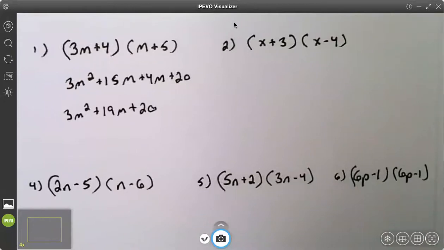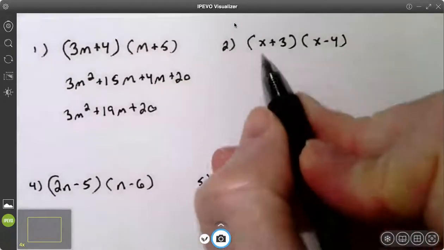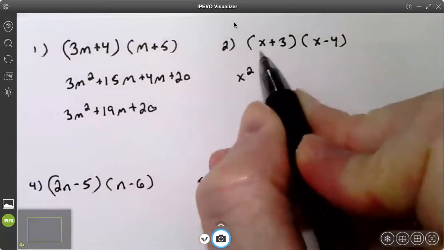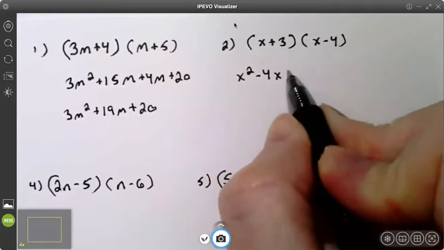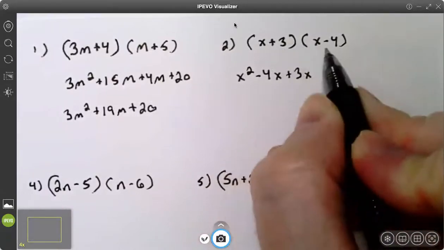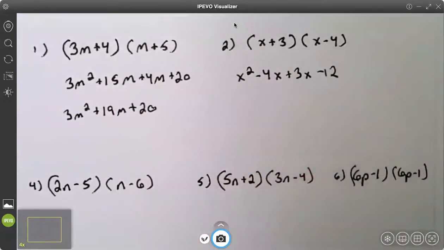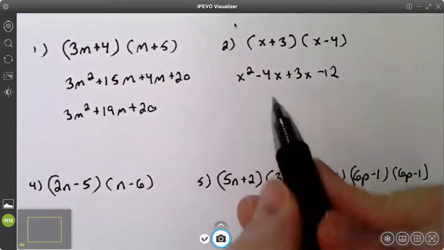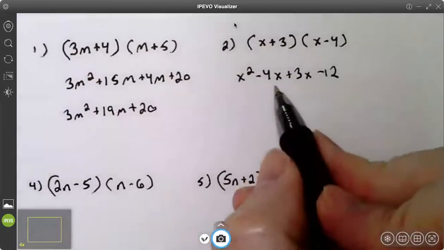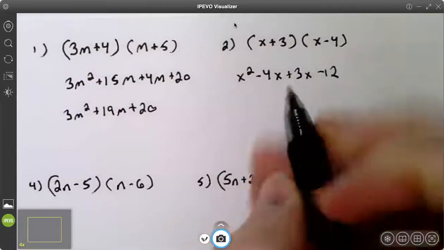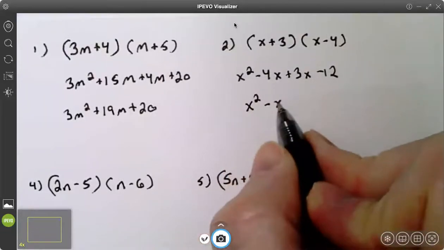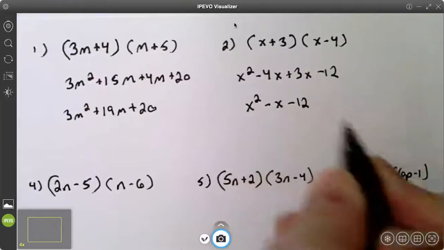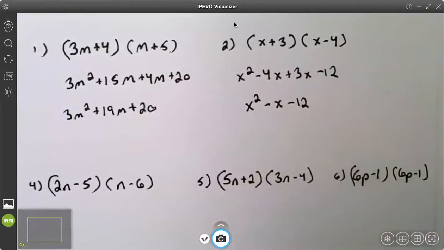Number 2. Number 2, x times x is x squared. X times negative 4, negative 4x. 3 times x, 3x. 3 times negative 4, negative 12. 2 terms times 2 terms gives me 4 terms. I have like terms in the middle as I usually do. Negative 4 plus 3 is going to be negative 1x. But let me first bring down this x squared. Negative 4 plus 3 is negative 1x. Bring down the negative 12. Your answer is x squared minus x minus 12.